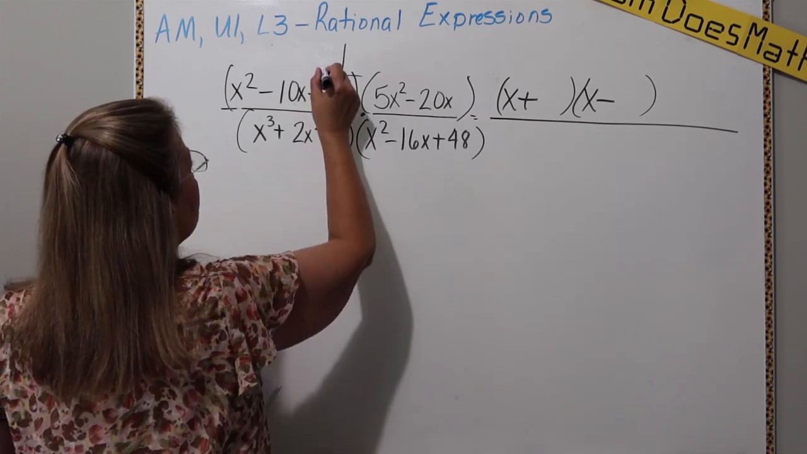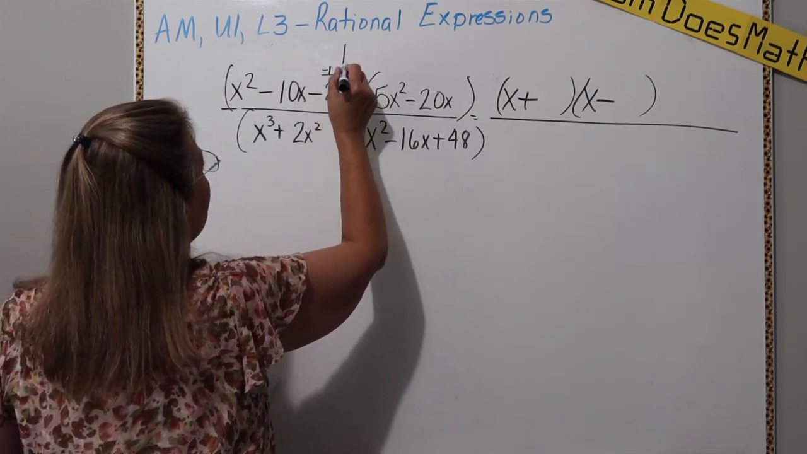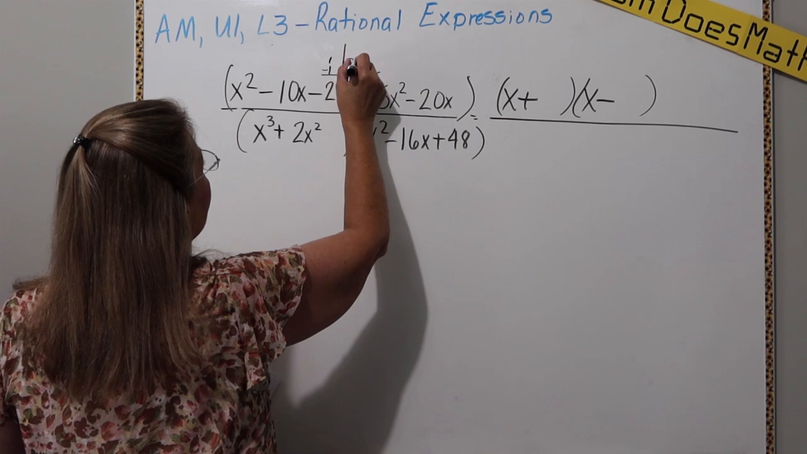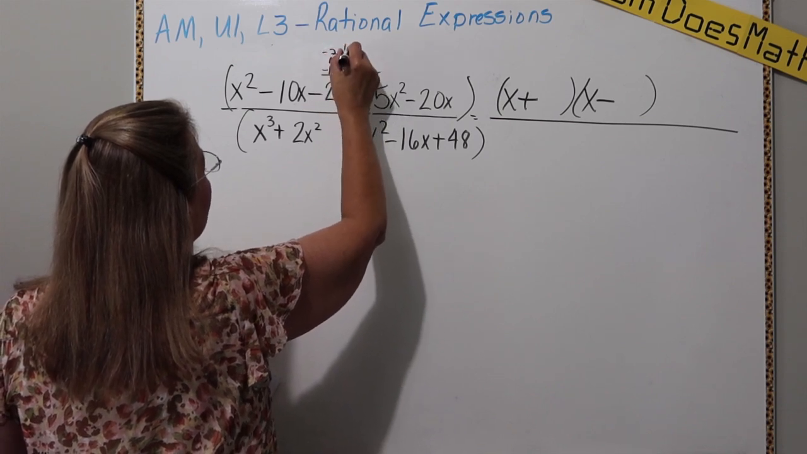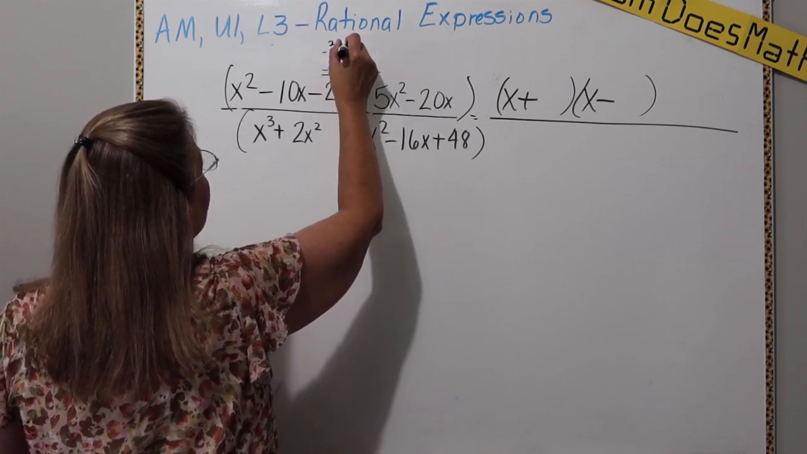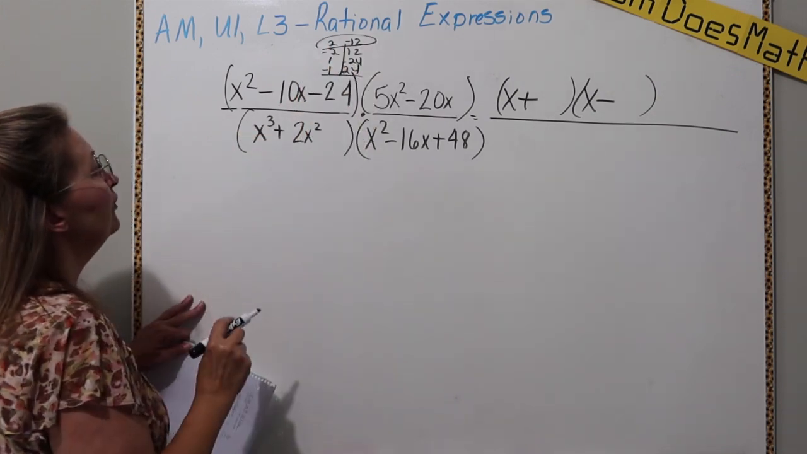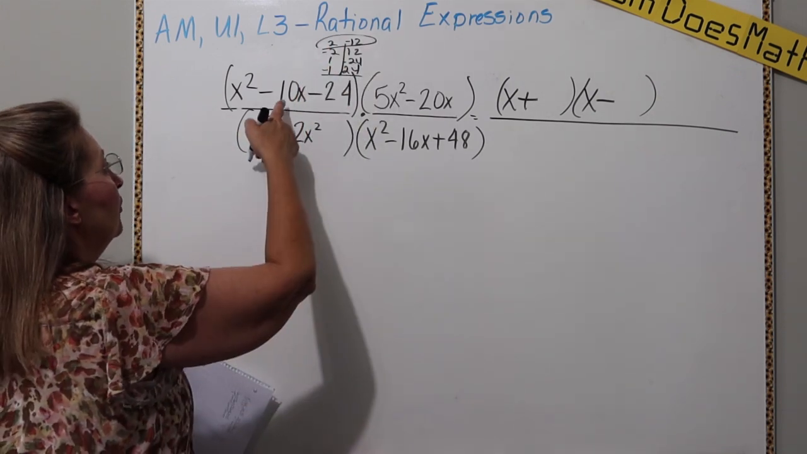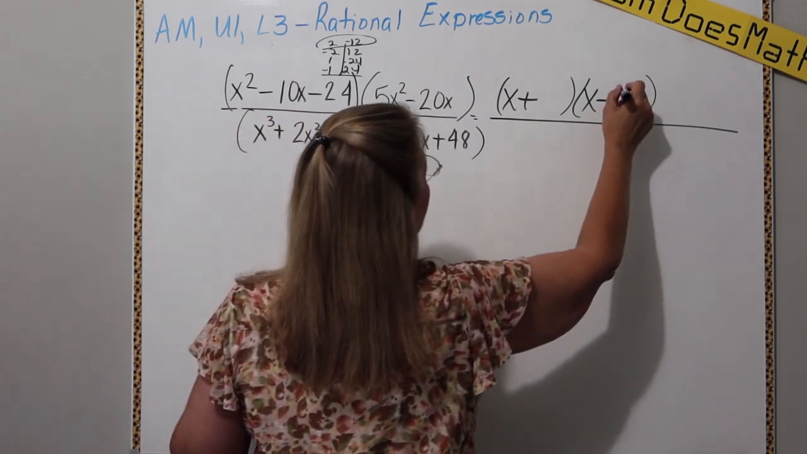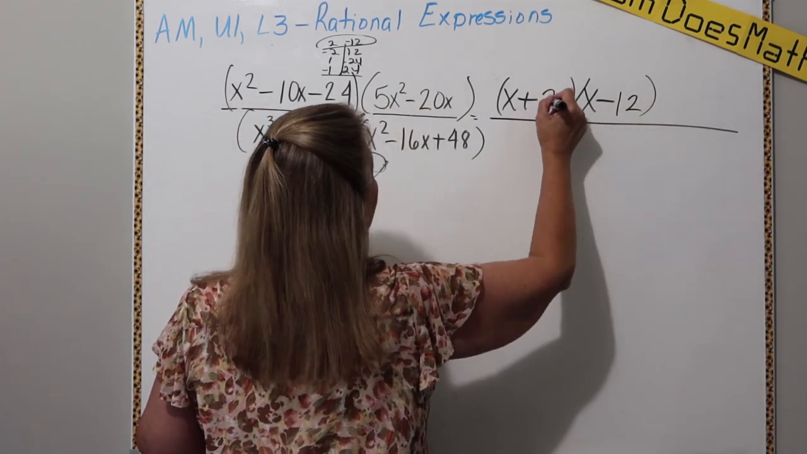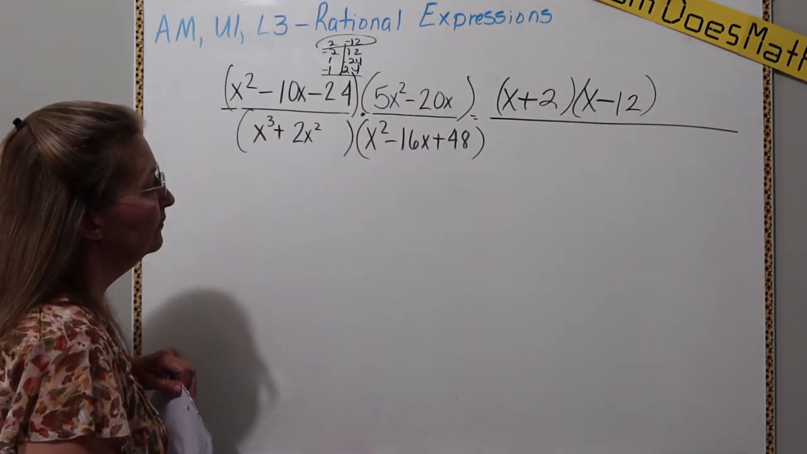So let's just think about it. Negative 1, positive 24, positive 1, negative 24, negative 2, positive 12, positive 2, negative 12, and there's our winner. Positive 2 plus negative 12 will give me negative 10. So I'm going to put the 12 with the minus and the 2 here. Okay.